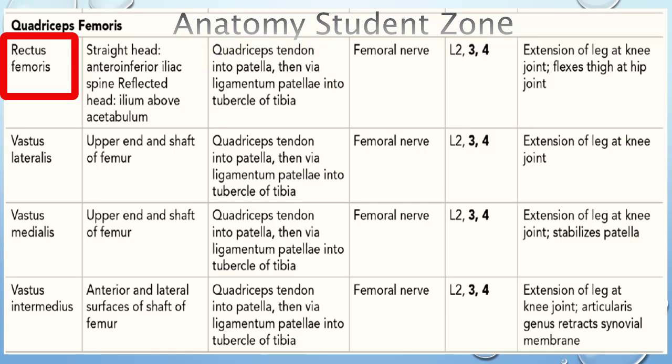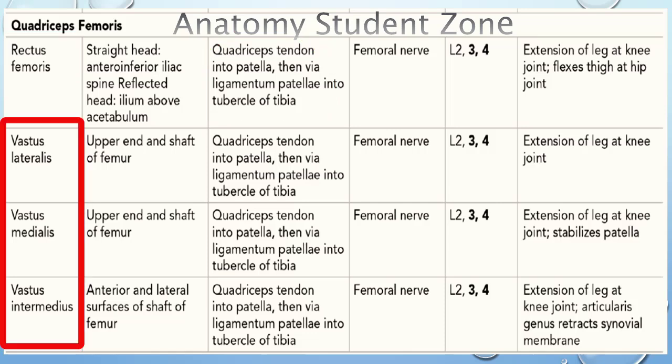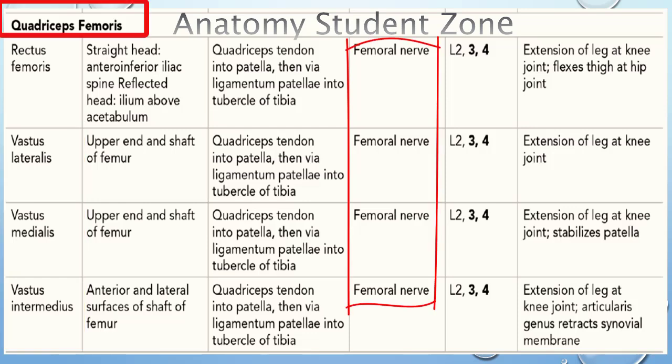So vastus lateralis, vastus medialis, and the vastus intermedius, they arise from the shaft of the femur. In detail we have covered from which part of the shaft of the femur they are going to arise. And so they are going to attach to the patella via the quadriceps tendon. All the quadriceps muscles are supplied by the femoral nerve, and we know the femoral nerve is the nerve of the anterior compartment of the thigh. So it is going to supply these muscles.